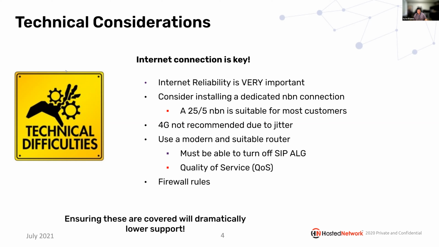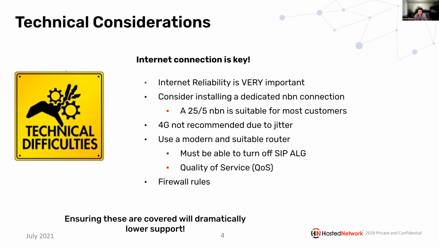But if, say, you don't have the option of getting another one, you can use things like quality of service to try and prioritize the VoIP traffic. That way, if the customer does suddenly open OneDrive and it starts syncing all their files, the VoIP traffic is going to get the priority.